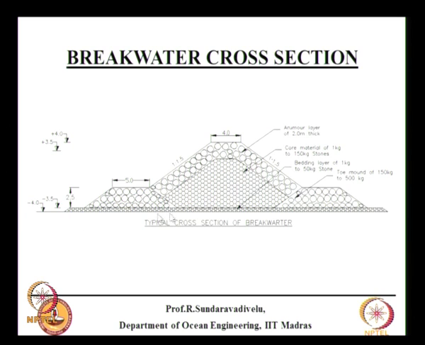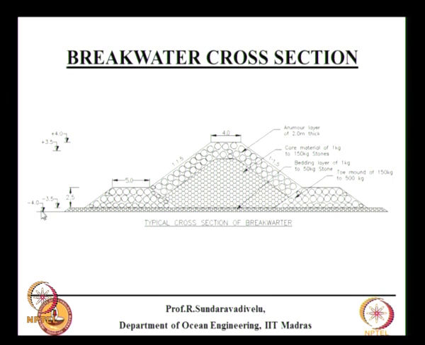So providing the continuous layer makes it act monolithically and it also prevents the scour from taking place. Then we have the bedding layer given as 1 kg to 50 kg stone. Then we have the toe berm, 150 kg to 500 kg stone. The width we have designed as 5 meters, the depth we have designed as 2.5 meters.